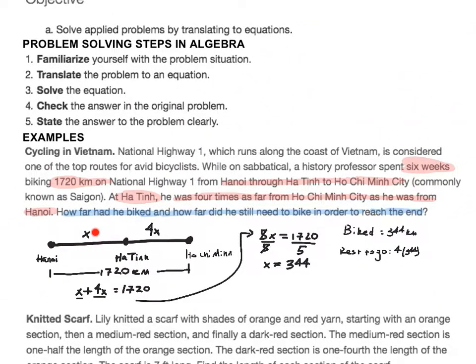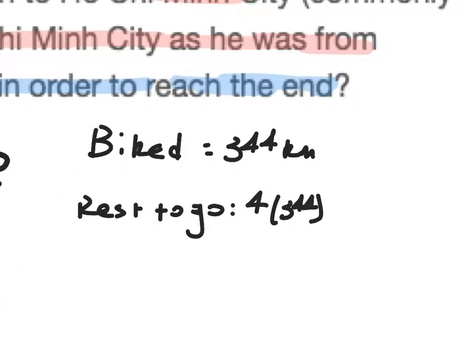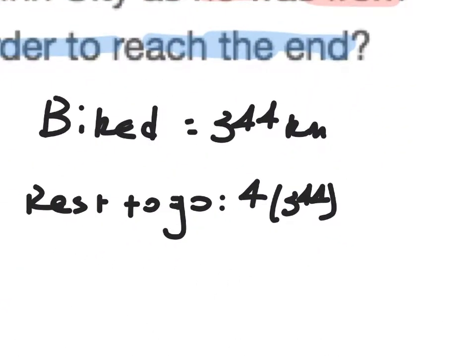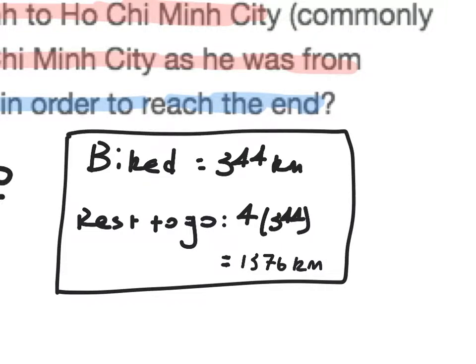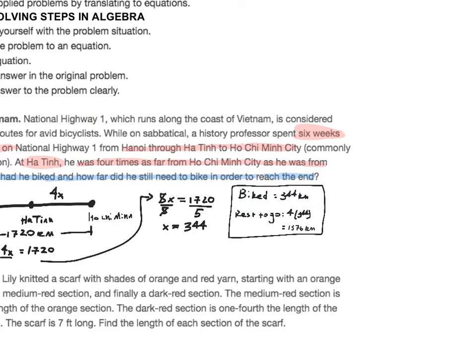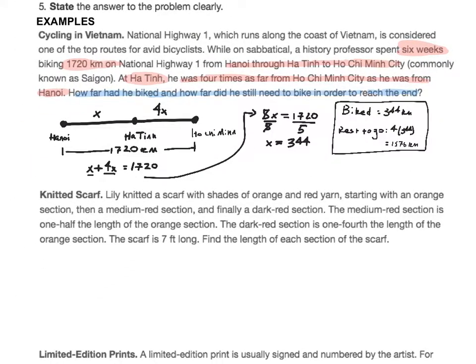This is the part that he had biked. That's just my x value, which is 344, and then the remaining part to go is 4x. So 4 times 344 is going to be a value of 1,376 kilometers, and so that's my answer. Some of this stuff you have to read the question and know what it's asking you to do in order to answer that. Okay, let's talk about the next one.